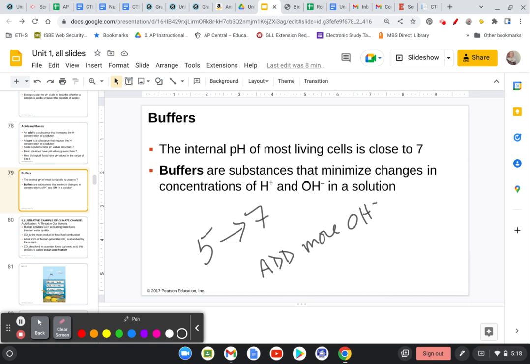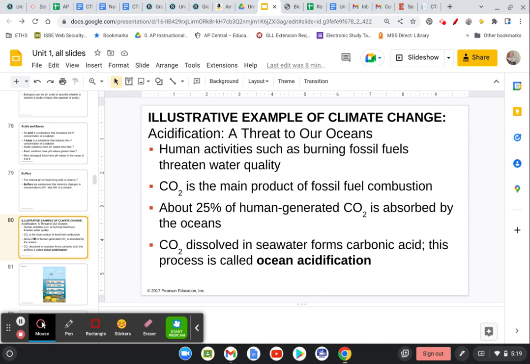Okay, so that's an example of more of an application-based question where you would need to apply what you know about buffers, about what you know about acids and bases to answer a question. The next slide actually shows that as well in, again, one of our favorite illustrative examples.